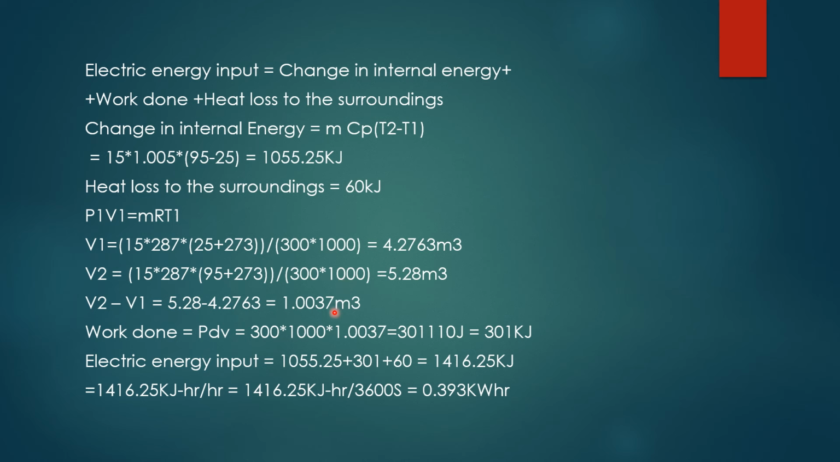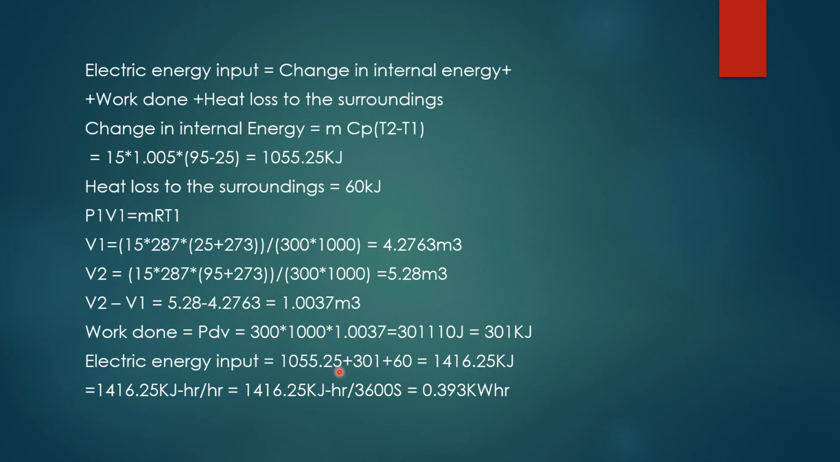So we know the work done, because all the heat we are giving is not converted to work. We calculated the change in internal energy. Then work done is nothing but P dV. Using this formula, we calculated the change in the volume. When you multiply that with pressure, you get the work done, which is 301 kilojoule. So electrical energy input is nothing but 1055 plus 301 plus 60, which is 1416 kilojoule.